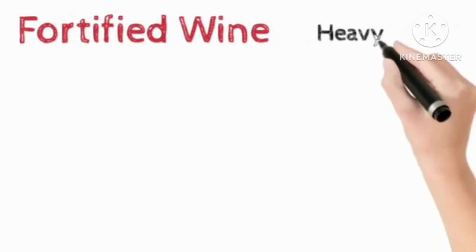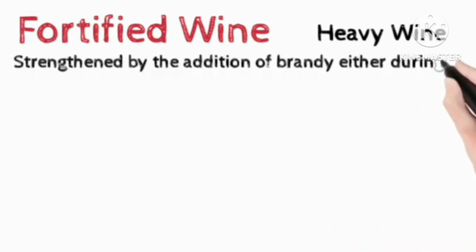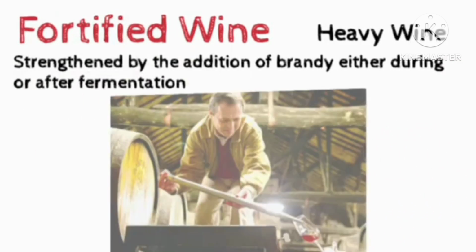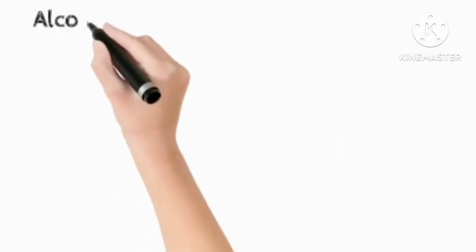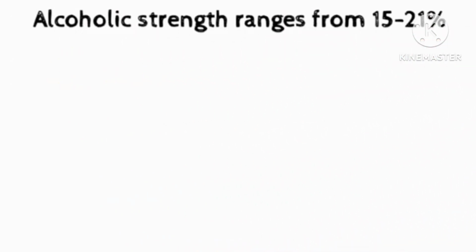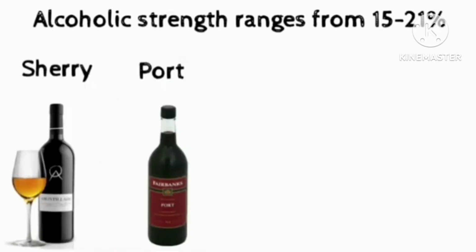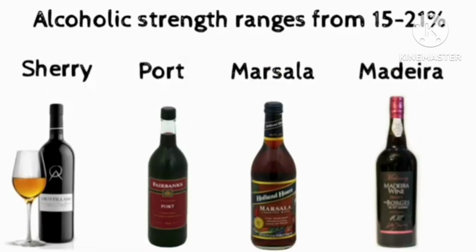Fortified wine. Fortified wines are called heavy wines. Fortified wines are strengthened by the addition of brandy either during or after fermentation. The alcoholic strength ranges from 15 to 21%. These wines can be had before or after a meal. Examples are sherry, port, marsala, and Madeira.